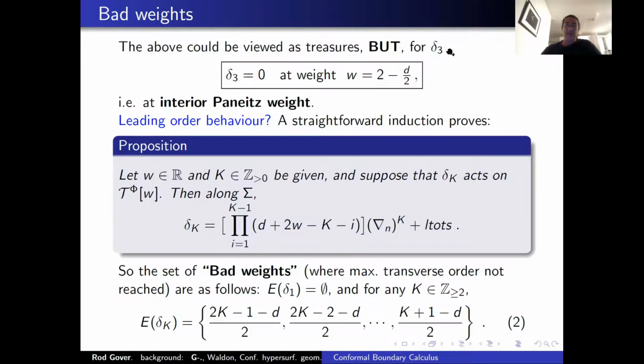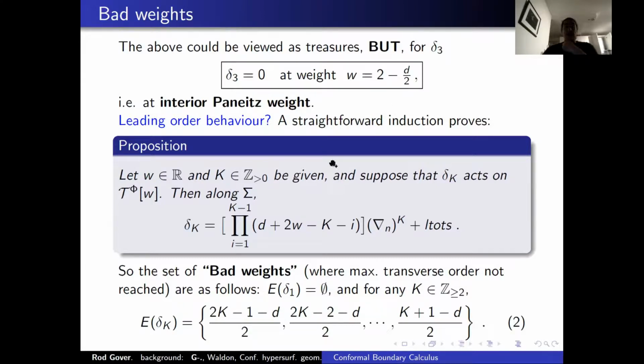things happen. Namely, for instance, if you look at delta 3 at this Panizzi weight, so this is the weight for the interior Panizzi operator to be conformally invariant, delta 3 is just 0. Well, at least it is in the conformally flat case. I think it probably is in general, but it certainly is in the conformally flat case. And that's obviously bad. 0 is not interesting no matter what. Okay, so how do we fix this?